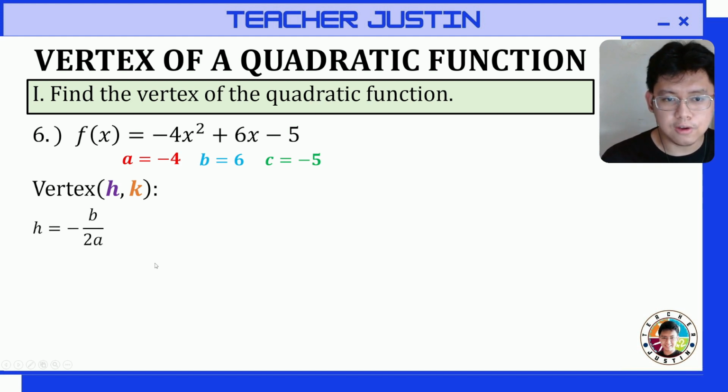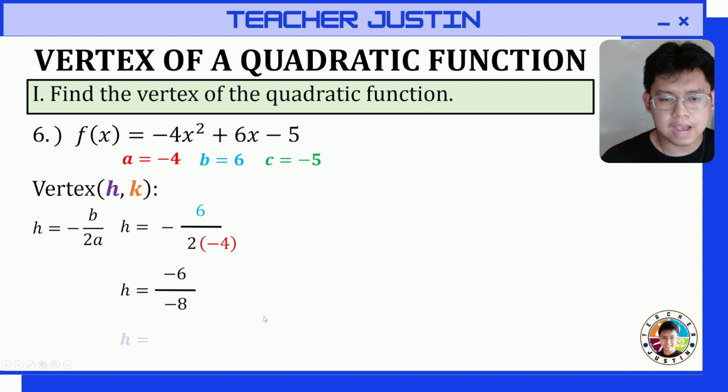So, we have the value of H, which is negative B over 2A. So, substitute natin yung value ni B and A dito sa formula. So, H is equal to negative 6 over 2 times negative 4. So, simplify natin. Negative times positive, that will be negative 6. 2 times negative 4 will be negative 8. So, simplify natin tong fraction na to by dividing both numerator and denominator by their common factor, which is negative 2. So, divide natin. We will have the value of H, which is equal to positive 3 over 4. Okay, so nakuha na natin yung ating X coordinate ng ating vertex.